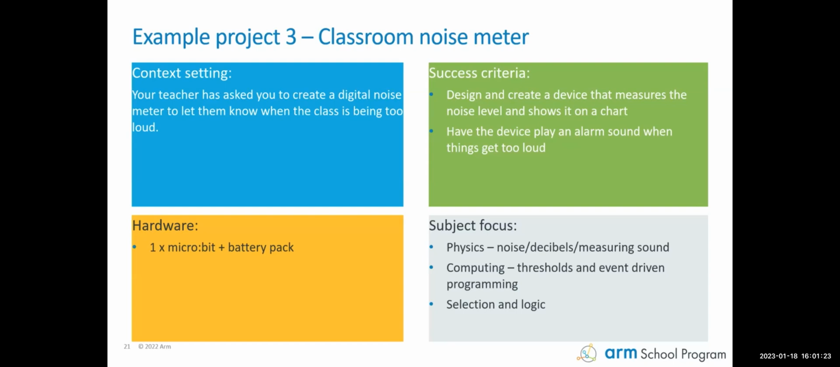So that's the first bit, is getting them to chart the noise level in the classroom. And we'll look at how to do that in just a minute. They also have to have the device play an alarm sound when things get too loud. So this is the open-ended nature of it. So the students have to determine what is too loud.